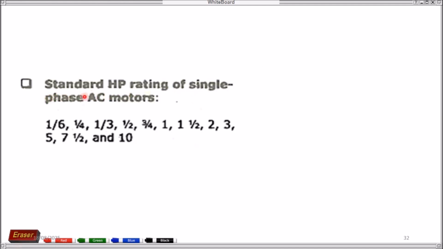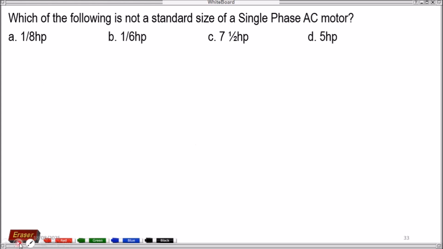Then we have the standard HP rating of a single phase motor. So ito po kanyang mga ratings. So the smallest one is 1/6 HP, 1/4, 1/3, 1/2, 3/4, 1, 1 and 1/2, 2, 3, 5, 7 and 1/2, and 10 HP. Yung 10 horsepower po ang pinakamalaki na rating ng ating single phase AC motor per standard.